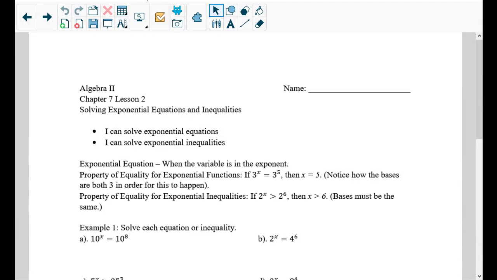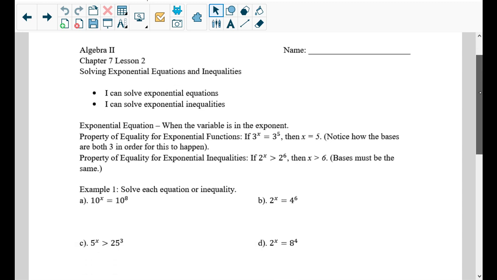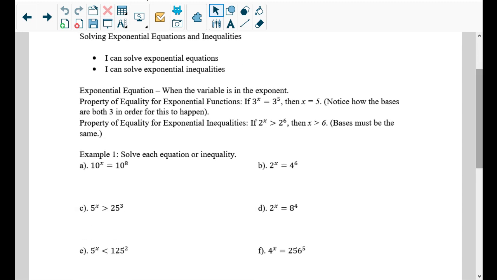7, Lesson 2, Solving Exponential Equations and Inequalities. So we're going to take a look at solving these now. An exponential equation is one where the variable is the exponent. The property of equality for exponential functions says that if I can get the same bases, so here the 3's are the same, x is then going to equal 5. Pretty basic.